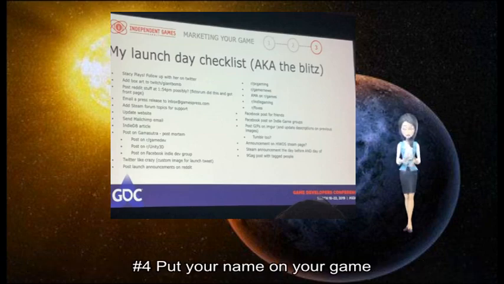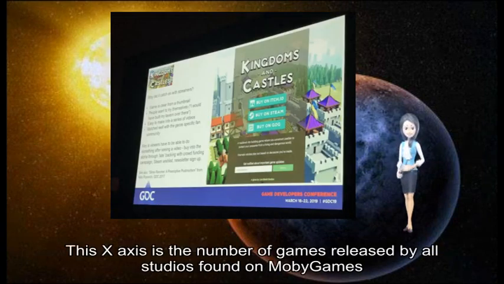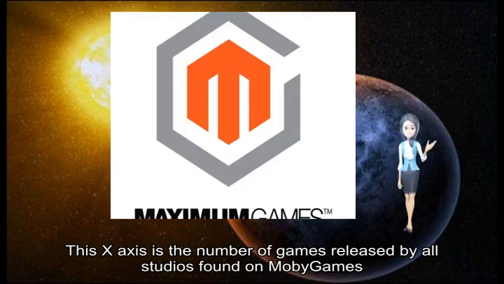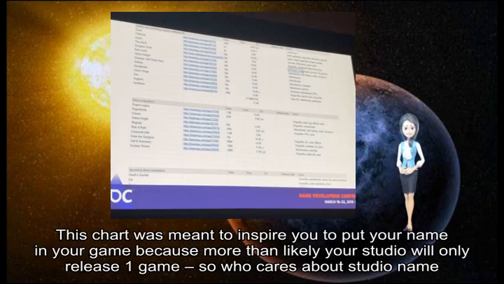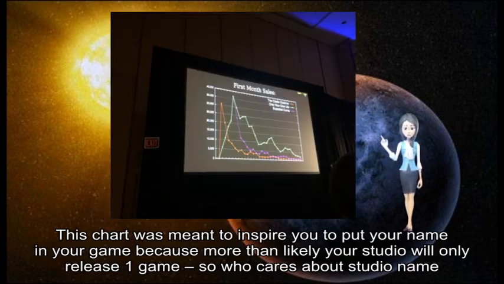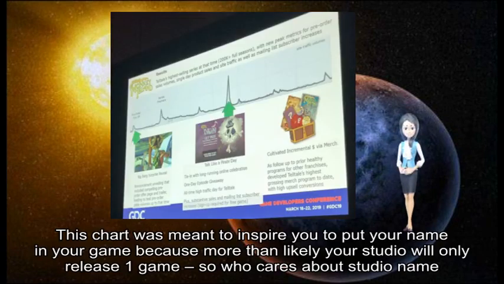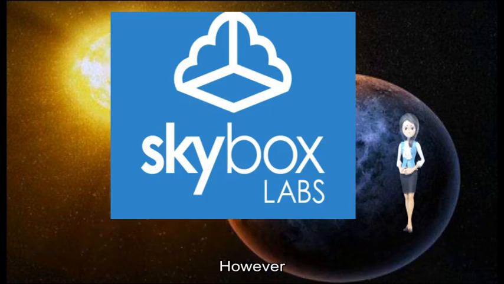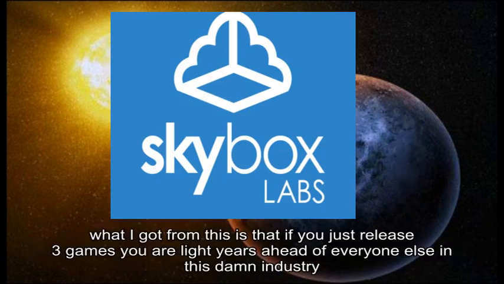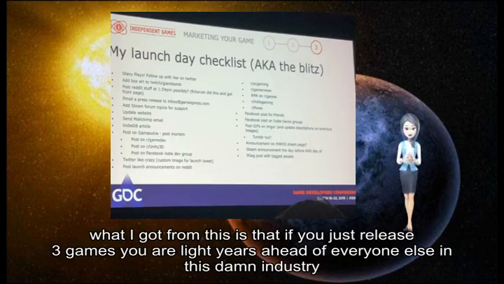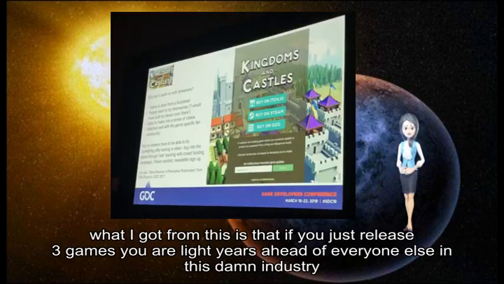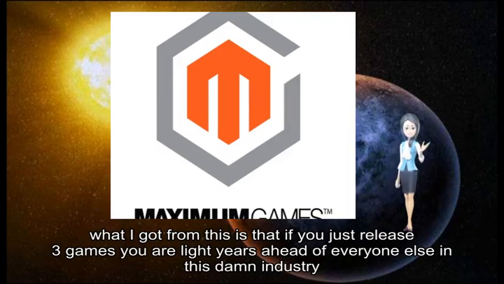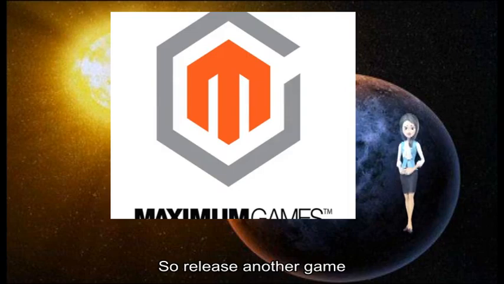4. Put your name on your game. This x-axis is the number of games released by all studios found on mobile games. This chart was meant to inspire you to put your name on your game, because more than likely your studio will only release one game, so who cares about the studio name? However, what I got from this is that if you just release 3 games, you are light years ahead of everyone else in this damn industry, so release another game.